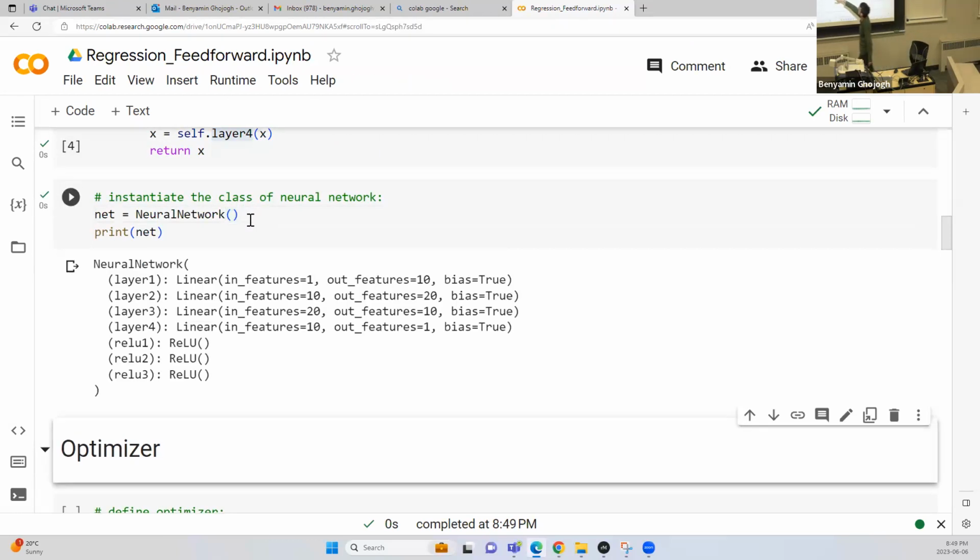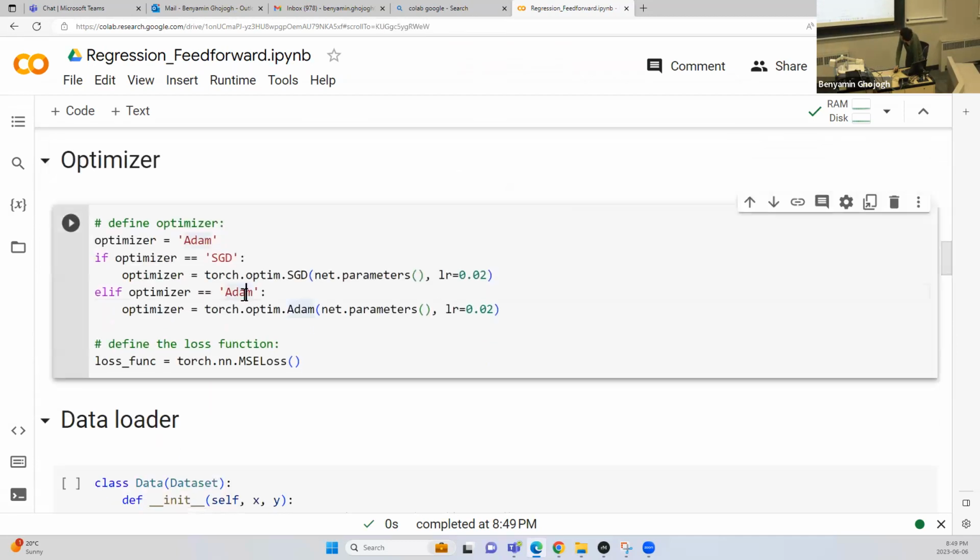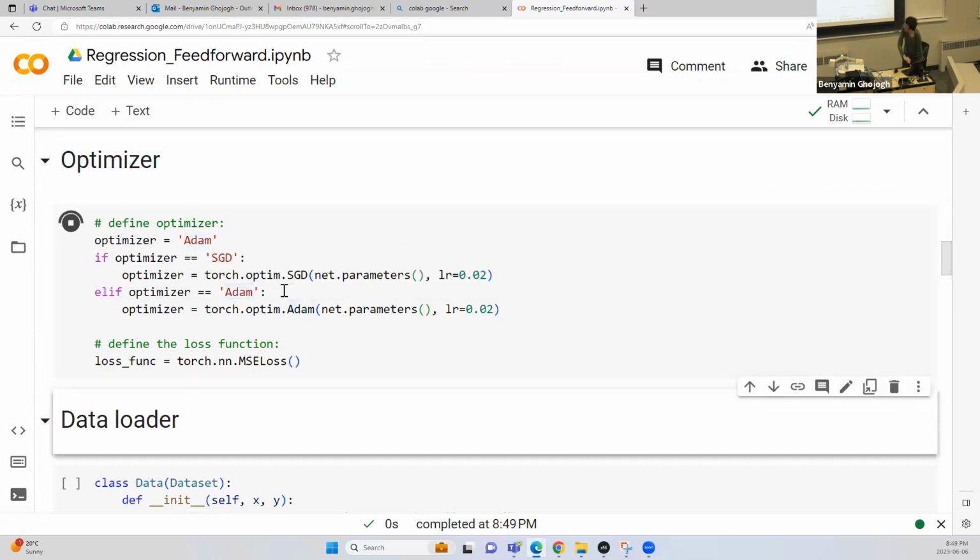The name of the neural network is human, net is Benjamin. Net is an object. Then I print net, and you can see it here. Okay, now the optimizer. We learned the theory of all of them.